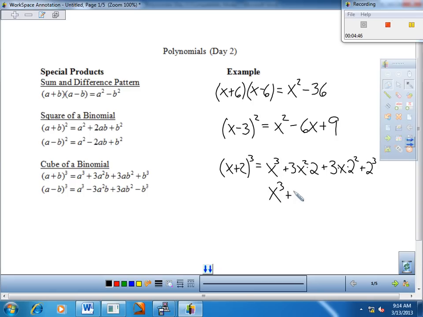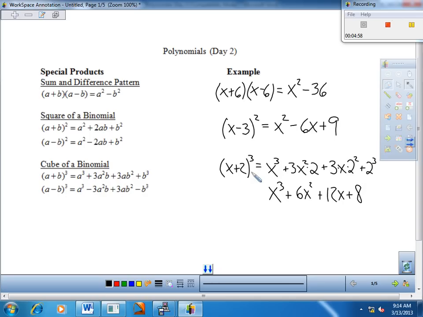This would be x cubed. 3 times 2, everybody, is 6, so I get a 6 times the variable squared. And then over here, numerically, 3 times 2 squared should give me 12 times the x, and then plus 2 cubed, which is 8. And as a matter of fact, that would be this right here expanded out.